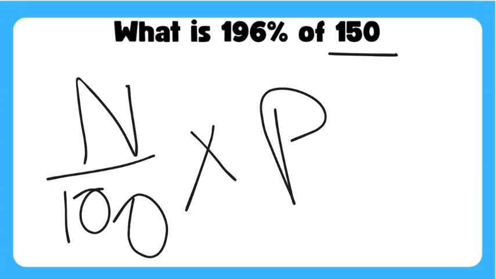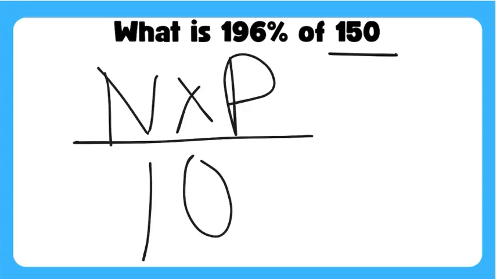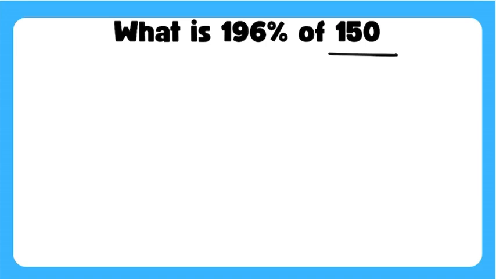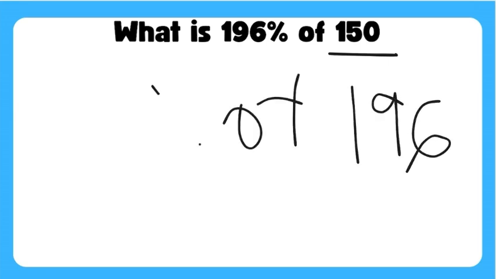Because when you multiply 2 numbers, you can swap them around. So this is actually the exact same thing, because it's not really N over 100, it is N times P over 100, because these are the exact same thing. That's just how multiplication works. So instead of doing P times N, you can do N times P. So this is the same as 150% of 196. Now we can convert 150 into 1.5 using the decimal conversion, and 1.5 is just 1 plus a half.